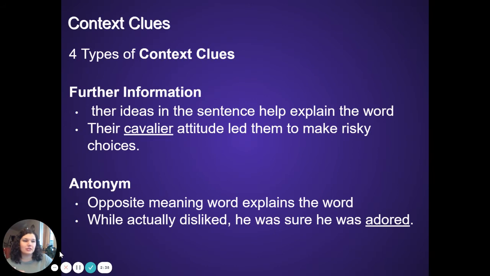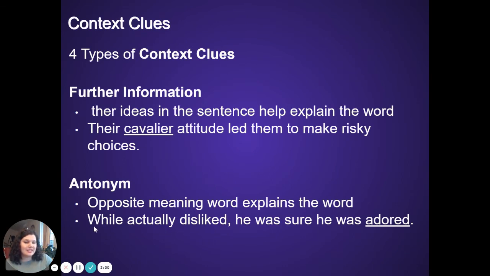Another type of context clue is an antonym. So that is when the opposite meaning of the word helps explain the word. Let's look at this example. While actually disliked, he was sure he was adored. So the underlined word is adored. How do we know the meaning of adored? We get a clue in here. He was actually disliked.